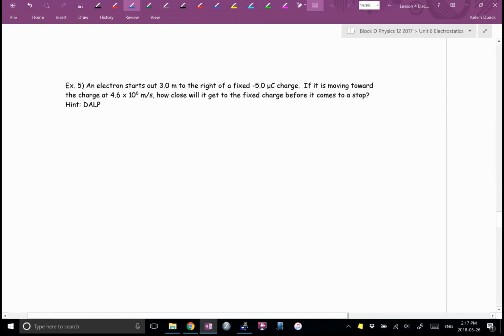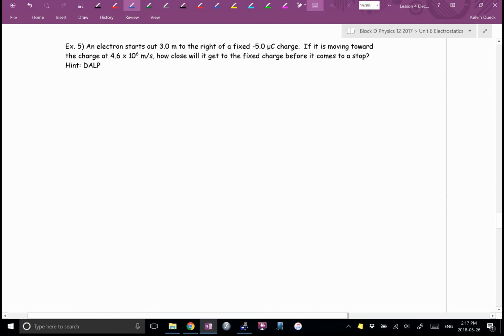One more. I like this question. It says this, an electron starts out 3 meters to the right of a fixed negative 5 microcoulomb charge. So here's my fixed charge, and I'll call it Q1, and it's negative 5 microcoulombs. And it says the electron is starting out 3 meters to the right.